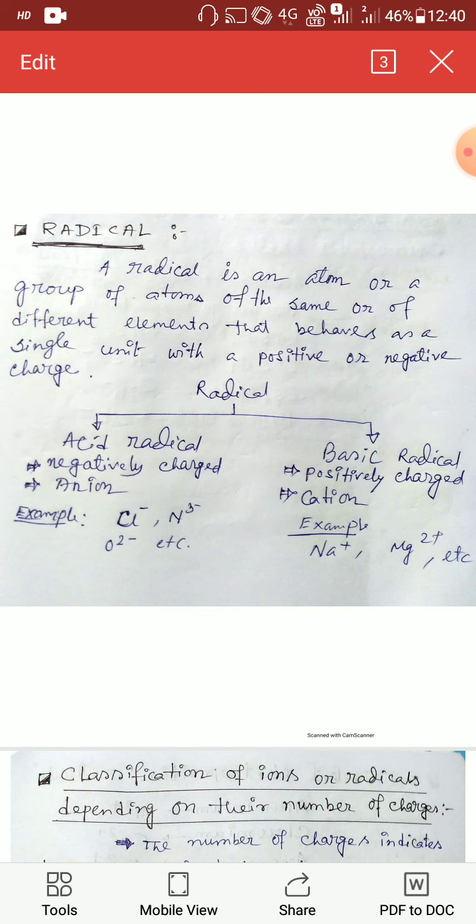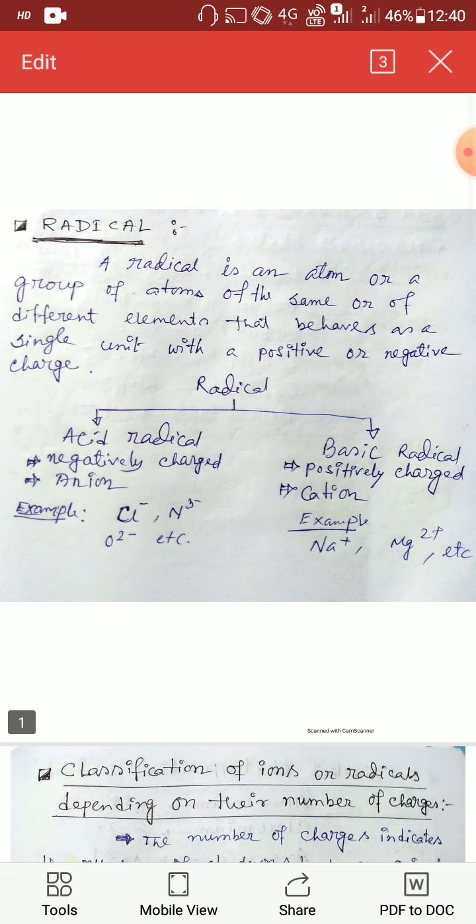For example, acid radicals are chloride ion Cl minus, nitride ion N3 minus, oxide O2 minus, hydroxide OH minus, sulfate SO4 2 minus. Examples of basic radical are Na plus, Mg2 plus, NH4 plus ammonium ion, aluminium Al3 plus ion, etc.